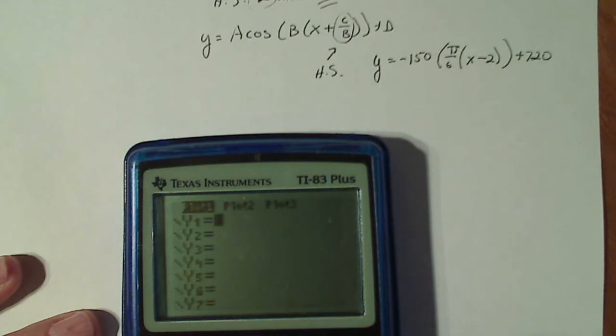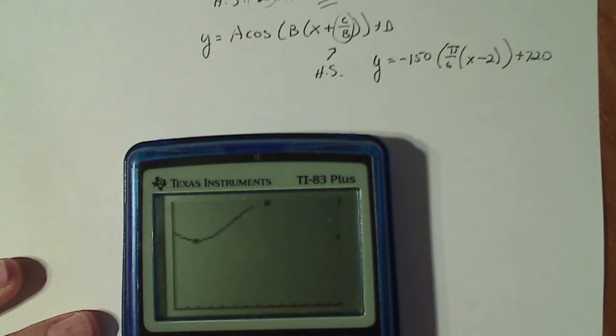Now, let's put in the equation that I got. Minus 150 cosine pi divided by 6 times (x minus 2) for the shift horizontally, plus 720. And let's see what happens. Let's hope for the best. Look, it goes right through that point, up to the high point, and down to the low point. So now we have a model where the elk population is lowest in March, and this fits.